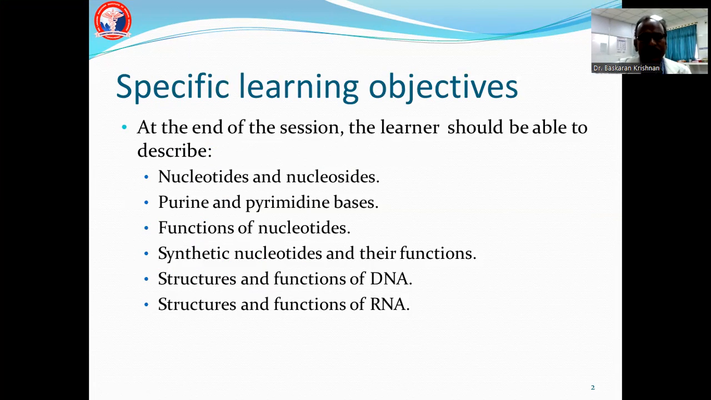Specific learning objective. At the end of this particular session, the learner should be able to describe nucleotides and nucleosides, purine and pyrimidine bases, functions of nucleotides, synthetic nucleotides and their function, structure and functions of DNA, structure and functions of RNA.